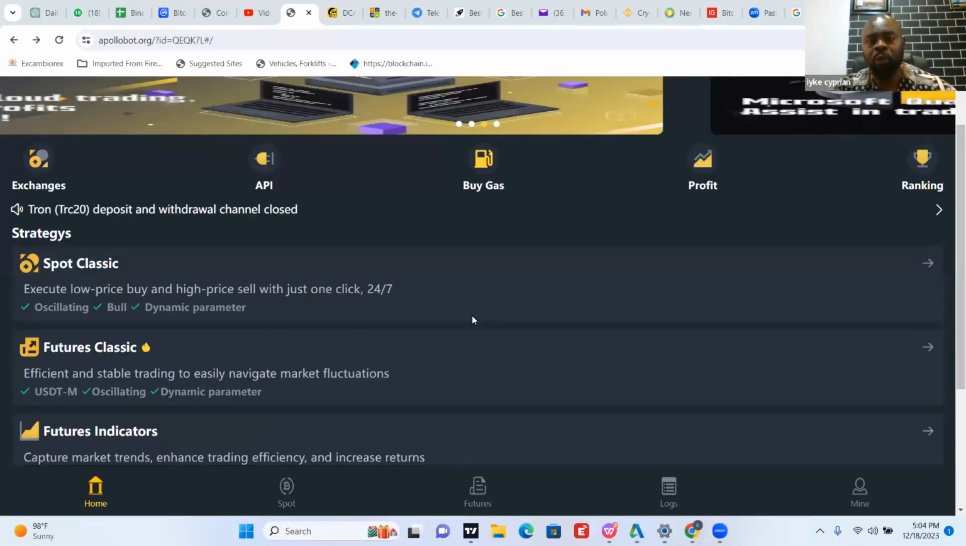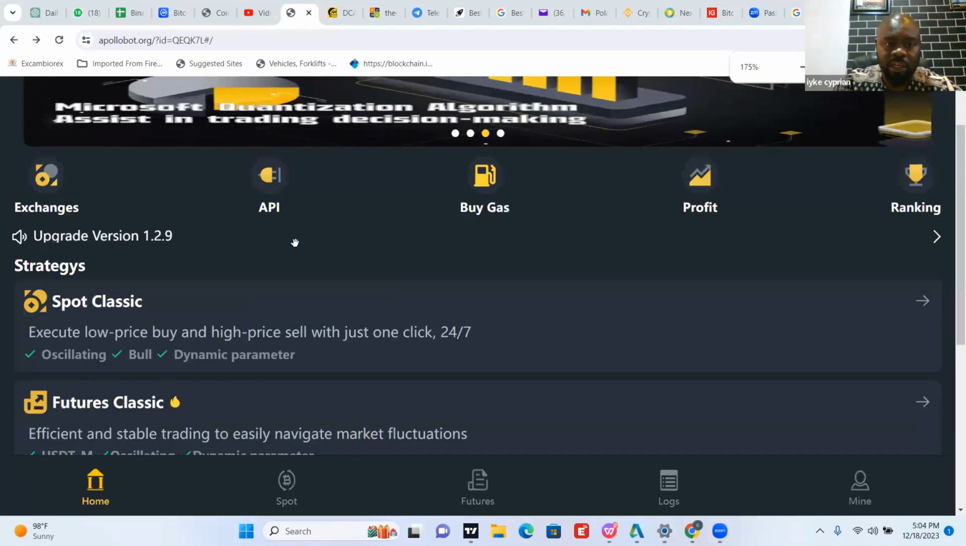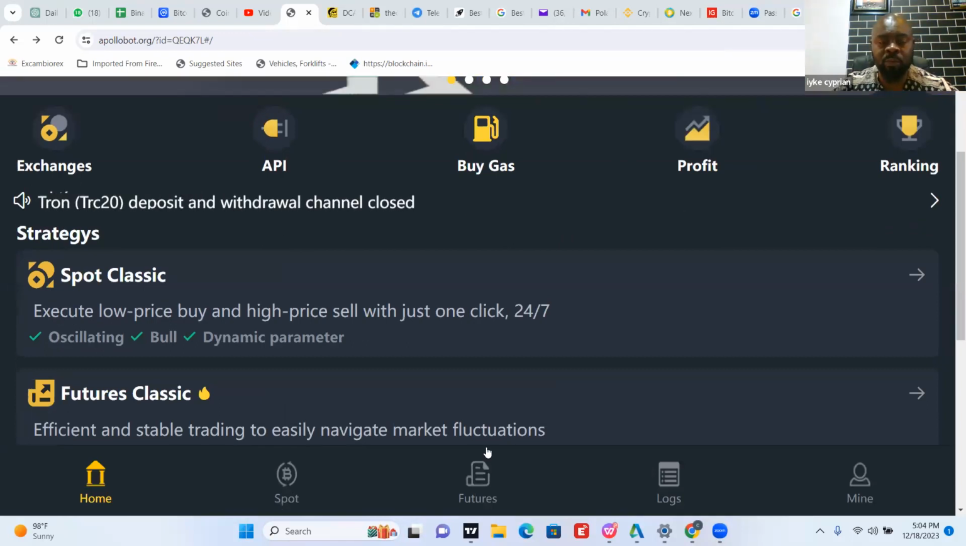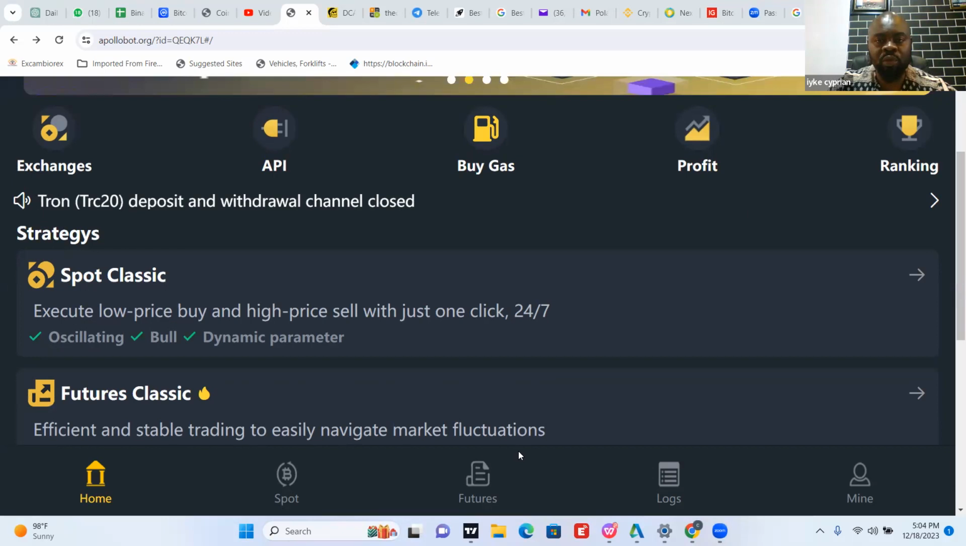Okay, so welcome to ApolloBot. This is what the interface looks like. If you can see my screen, I'll try to enlarge it a little bit. Here on my screen, you see the interface of the robotics. This is what the AI looks like, the Apollo two-in-one bot. There's a reason it's called the two-in-one bot.